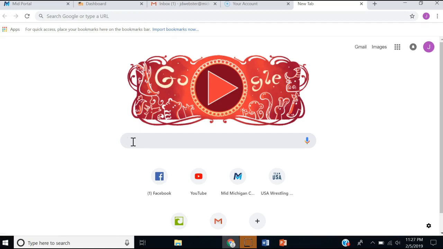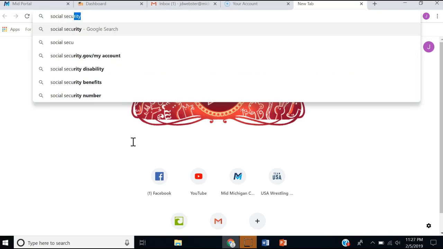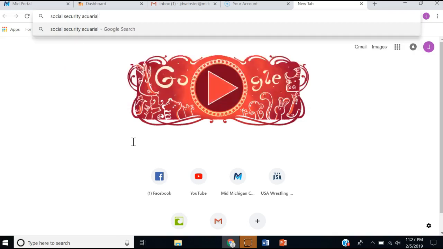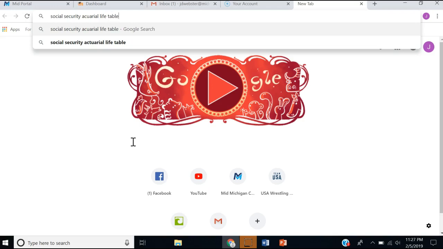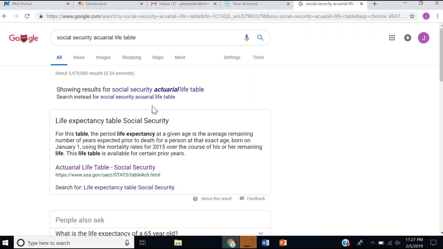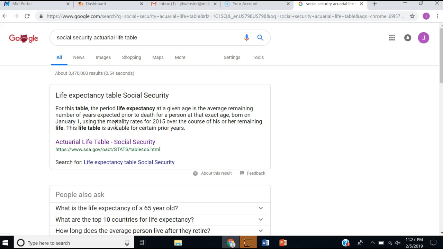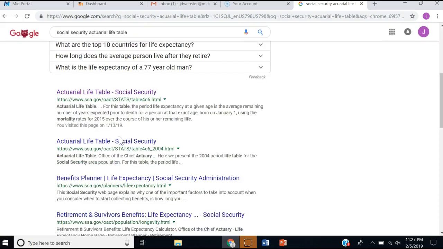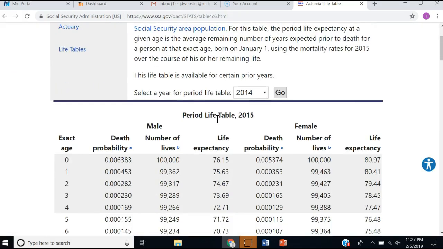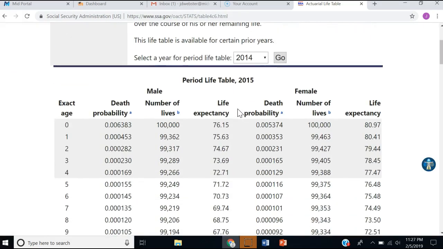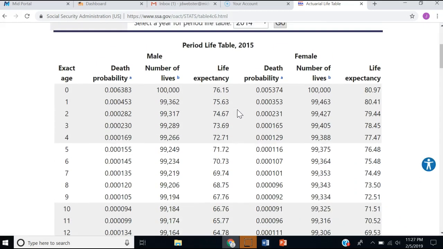But what we do have is something called a Social Security actuarial life table. All right? So, oops, I misspelled actuarial. And you can see these, again, by just Googling Social Security actuarial life table. Click on something like that, and here is the Social Security's actuarial life table. Now, this one is for 2015. You could do it for other years if you'd like.